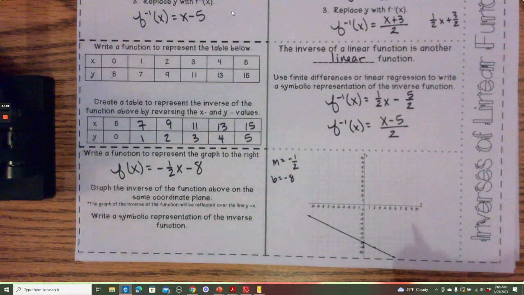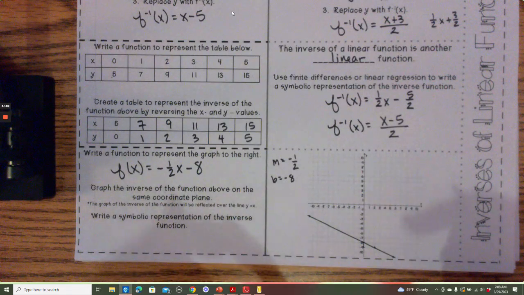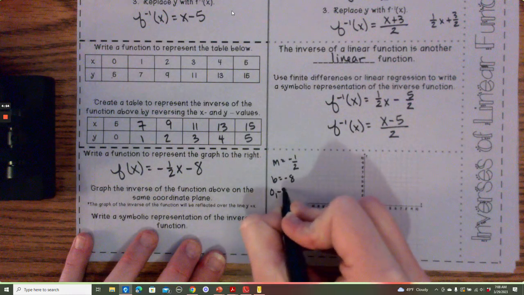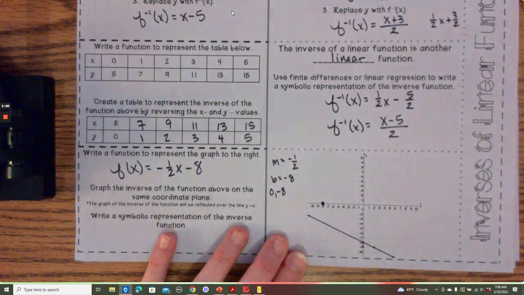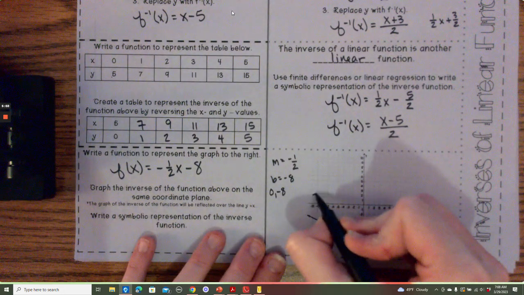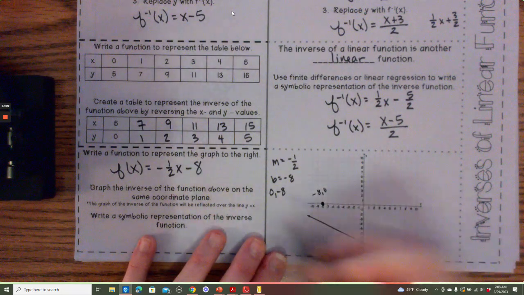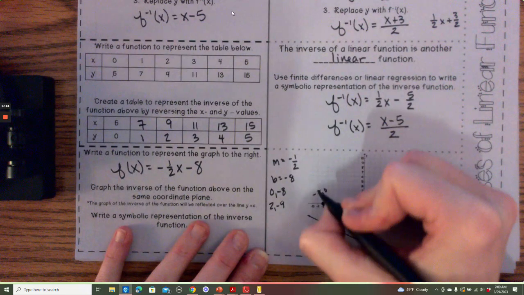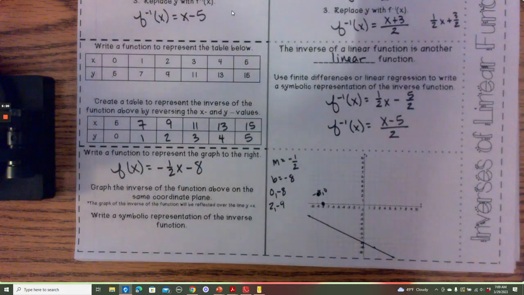So we can graph the inverse of the function above on the same coordinate plane. How we do that is we just switch the points. So if the y-intercept is 0, negative 8, that means my inverse is going to have a point at negative 8, comma 0. So you flip the values, negative 8 comma 0. The other point that we picked for our slope was 2 comma negative 9. So if we flip it, that would be negative 9 and a positive 2. Okay, and then we can just draw a line through it.